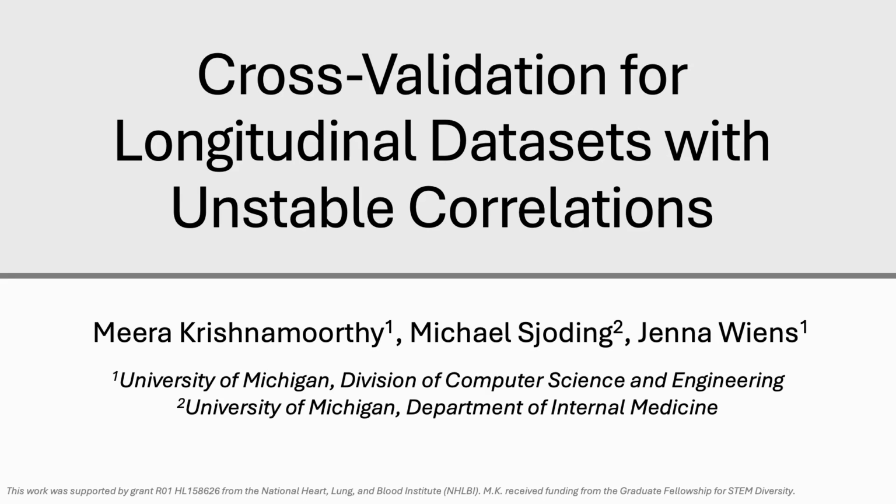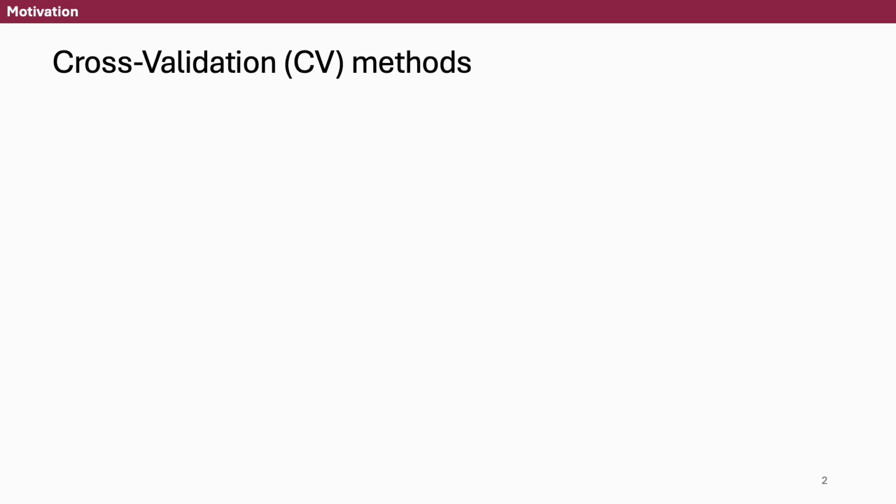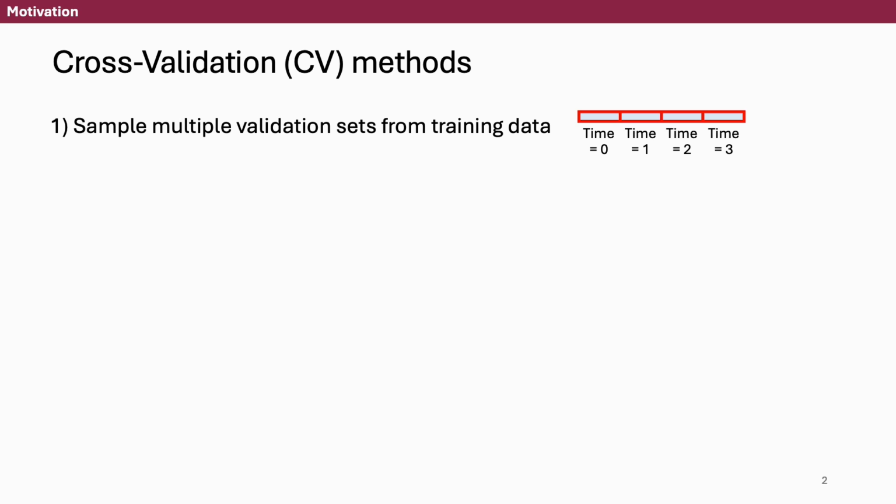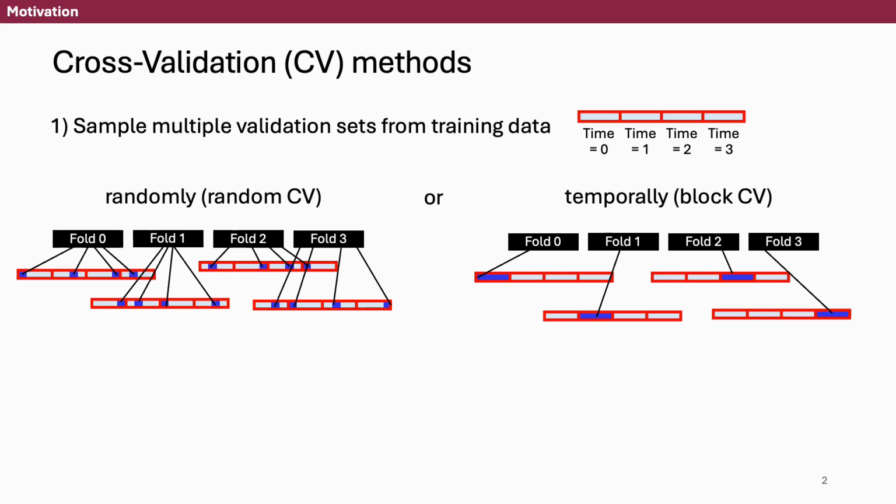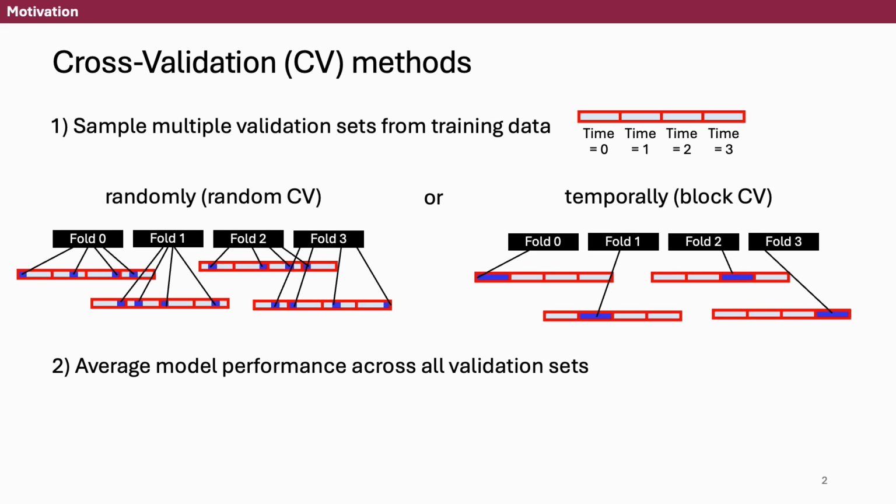Cross-validation for longitudinal datasets with unstable correlations. Cross-validation, or CV methods, are widely used for machine learning model development. They select hyperparameters corresponding to models with the lowest estimated error, and they estimate this error by sampling multiple validation sets from the training data, either randomly or temporally, and averaging model performance across these sets.